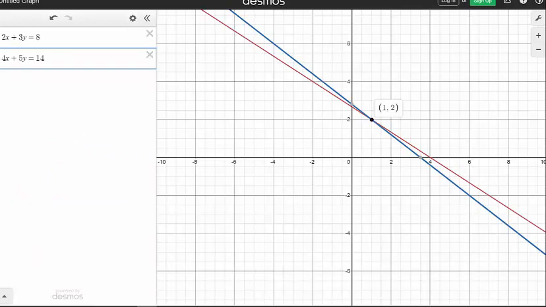And so here we have a graphical representation of what we're working with. The red line is the first equation, 2x plus 3y equals 8, and the blue line represents the second equation, 4x plus 5y equals 14. And as you can see, the point they have in common, that would be the solution to both equations, is right here, 1 and 2, which we found just recently.